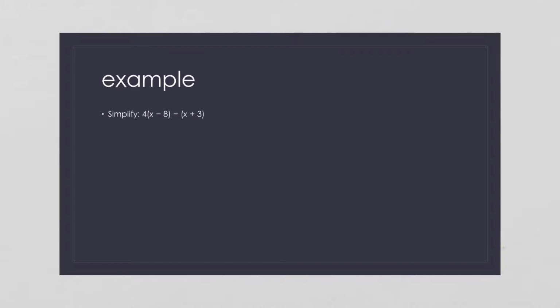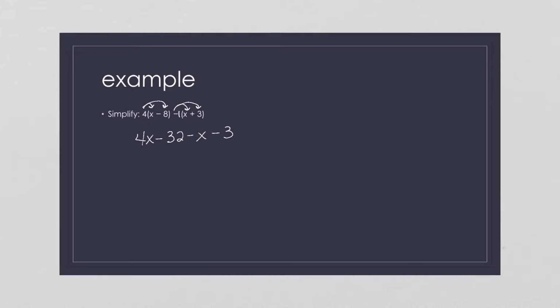All right, so now we're going to have to distribute twice. So we're going to take 4 times x and 4 times negative 8. Then we're going to do a negative 1 times x and a negative 1 times 3. 4 times x is 4x. 4 times negative 8 is negative 32. Negative 1 times x is negative x. Negative 1 times 3 is negative 3.